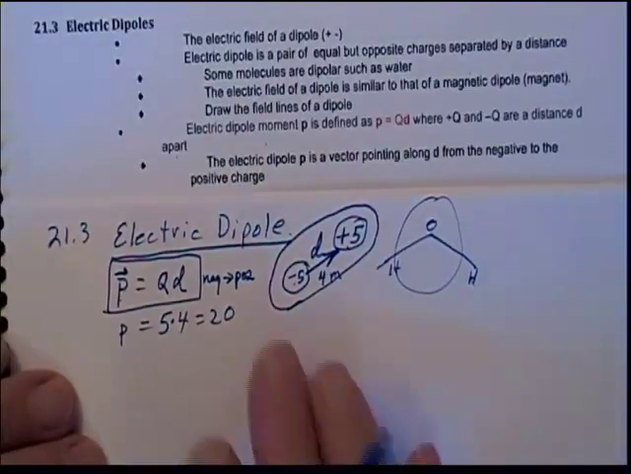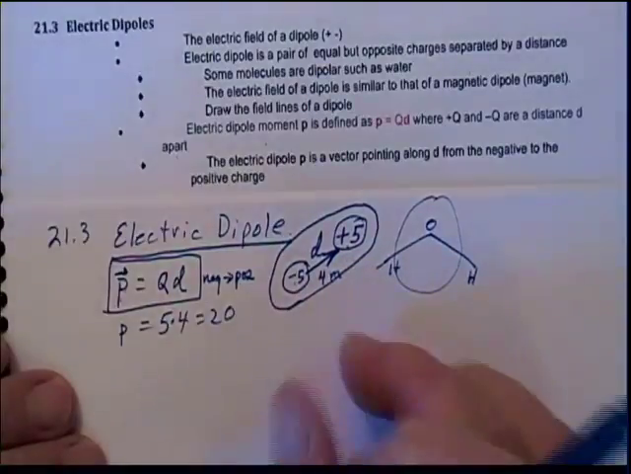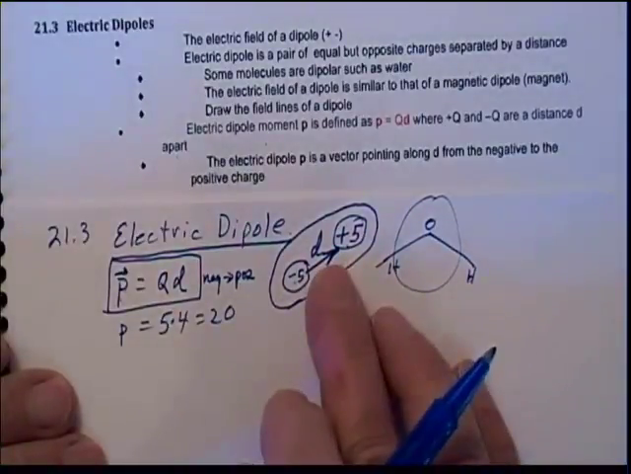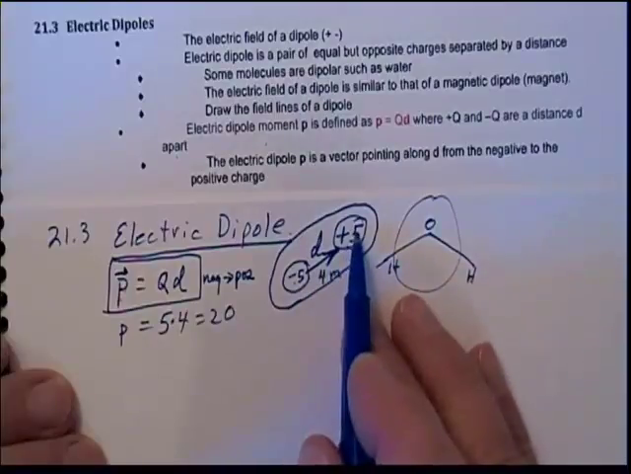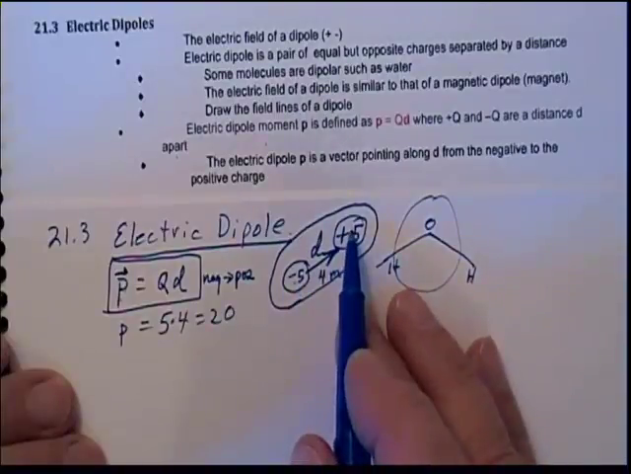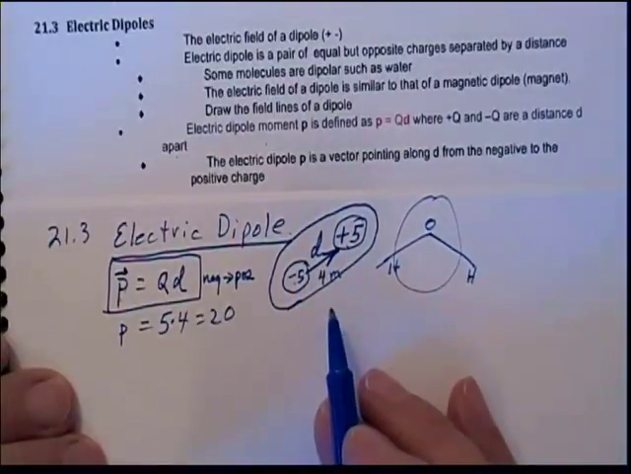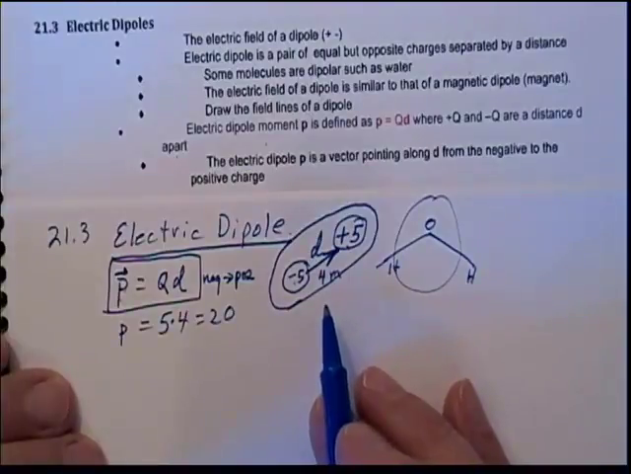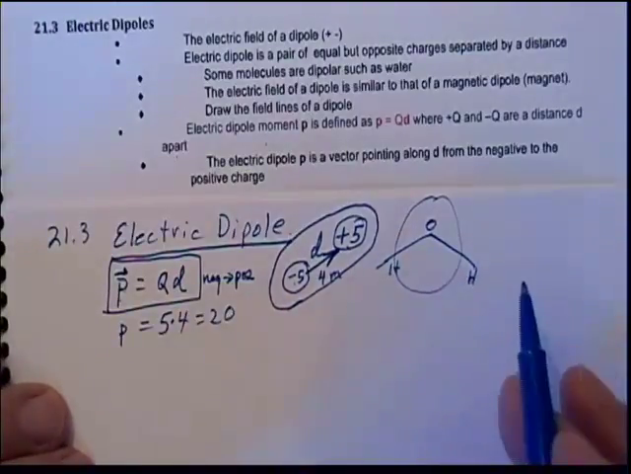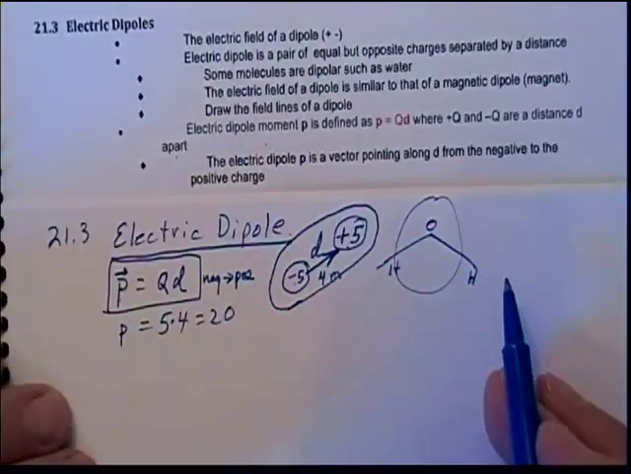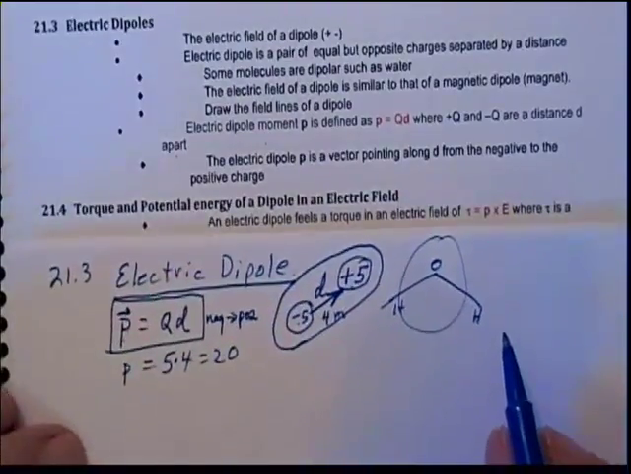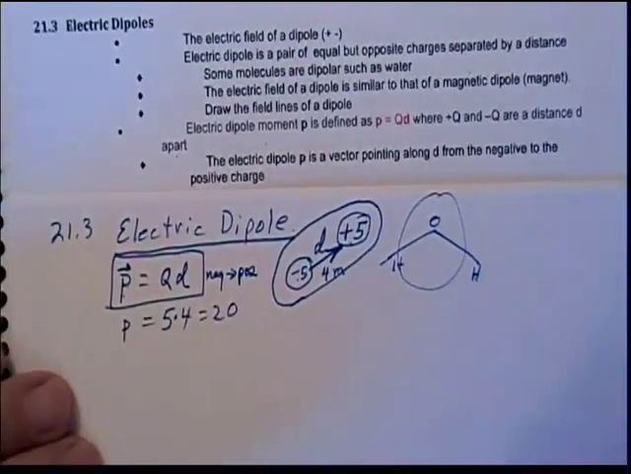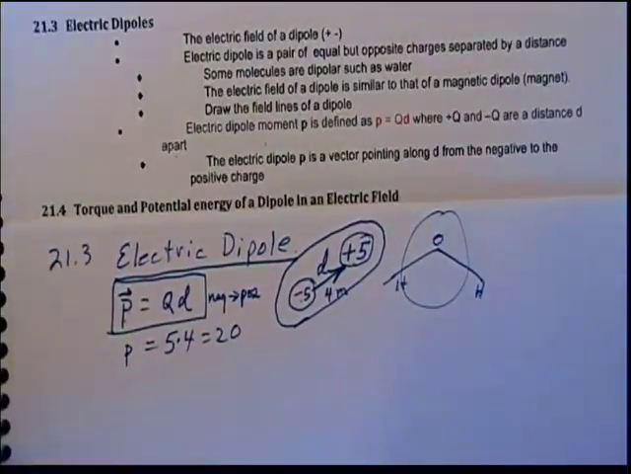But the electric dipole is of so much importance because you don't actually have to make an object charged. You just have to separate the positive and the negative charges by a little bit. And this happens with many molecules, and it affects the chemistry greatly. These also feel a force and a torque in an electric field, which we're going to talk about in the next section, 21.4.